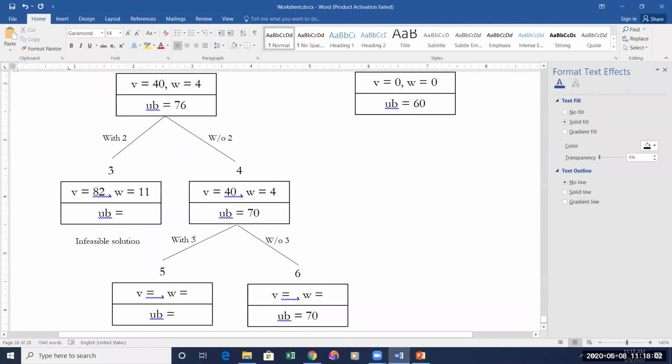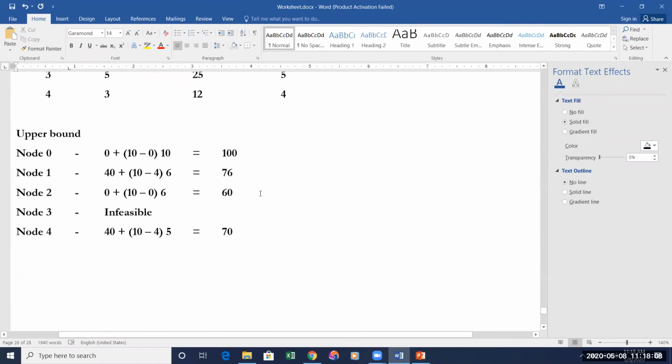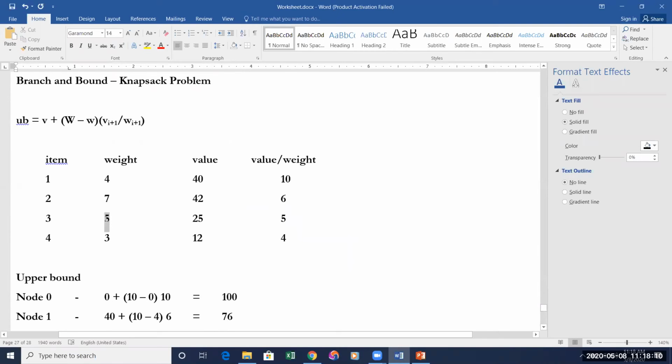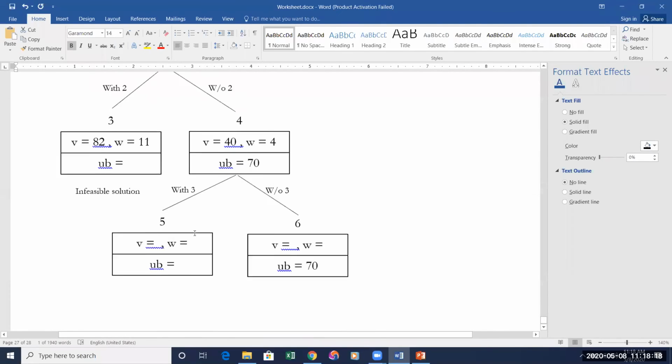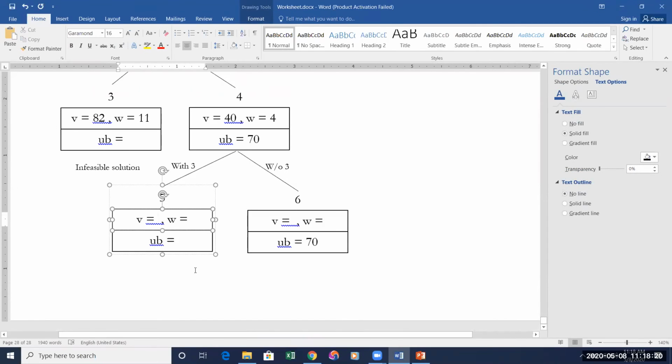With item number 3, it was 40 and 4 initially. So what is the new value of weight? Let us first calculate. Item number 3's weight is 5. 5 plus 4 is 9. You can do that. 40 plus 25 is 65. So what happens? Value is 65. Weight is 9. 5 plus 4.